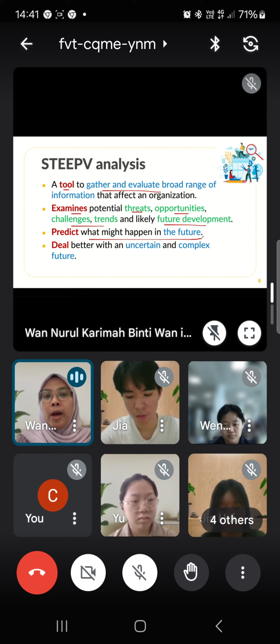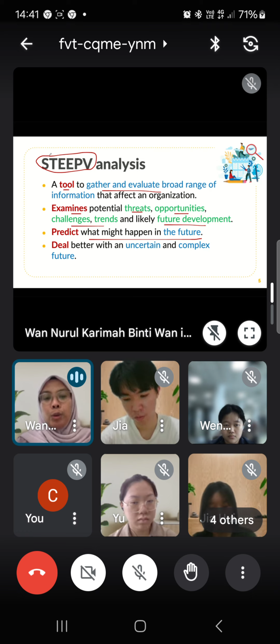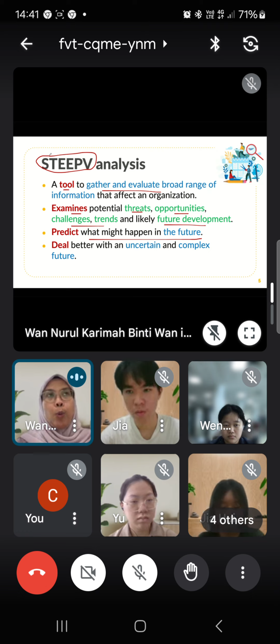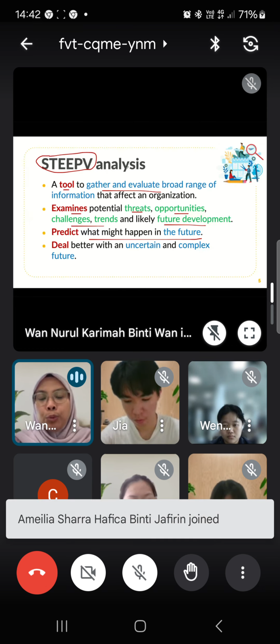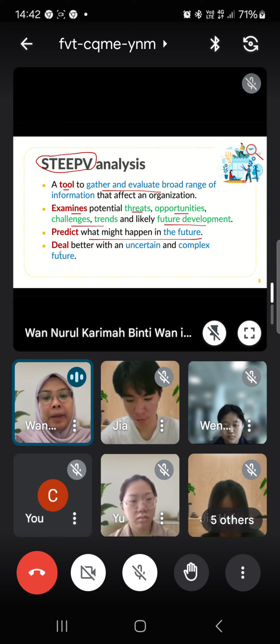So that's why we usually consider STEEPV factors as comprehensive enough for us to make sense of what is happening around us and how where we are currently at will influence our future. So that's why we look at all these STEEPV factors. And we also do STEEPV analysis to help us deal better with an uncertain and complex future.